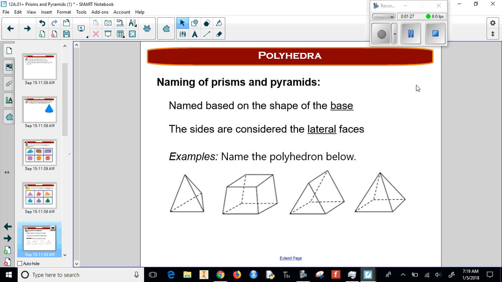All right, so when we're naming prisms and pyramids, the name is based off the shape of the base, and the sides are considered the lateral faces. So if we want to name these, this one is all triangles, so we'll call this one a triangular pyramid.